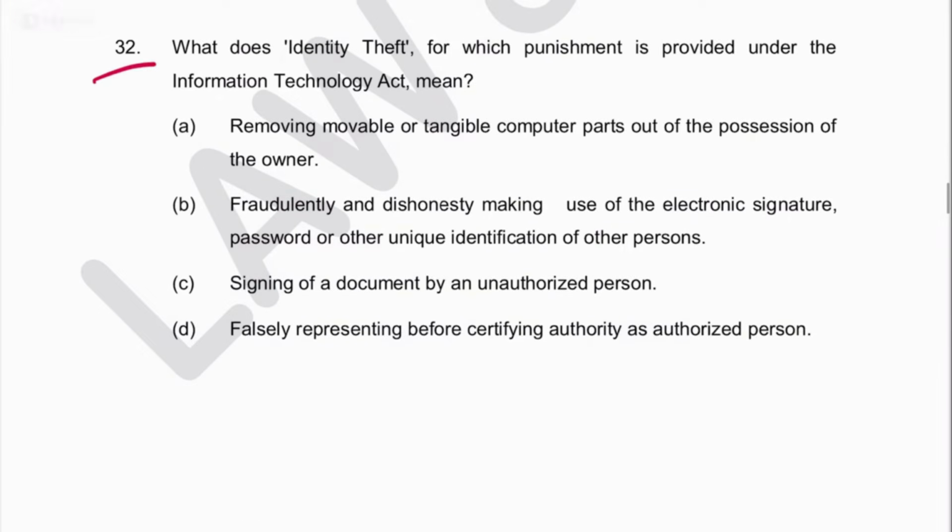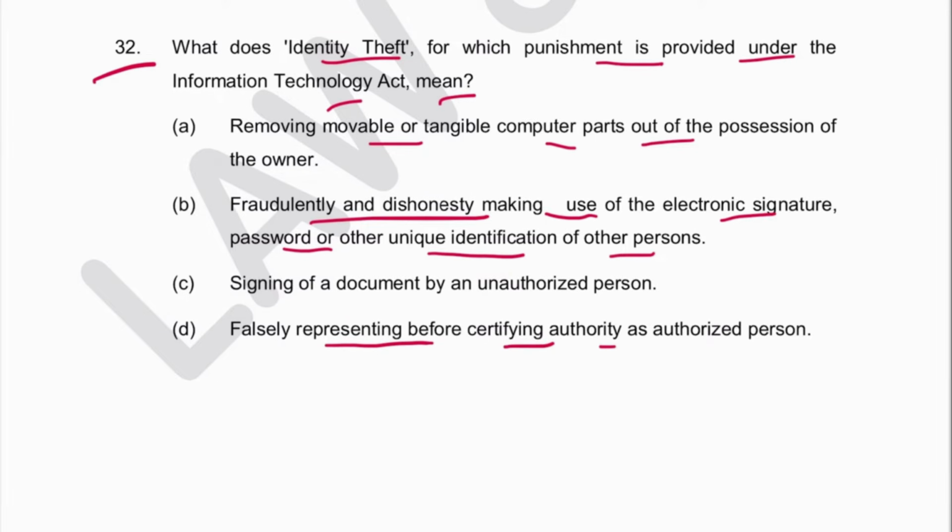Next, 32. What does identity theft, for which punishment is provided under the IT Act, mean? Removing movable and tangible computer parts out of possession, or fraudulently and dishonestly making use of the electronic signature, password or unique identification of other persons. Or signing of a document by an unauthorized person, or falsely presenting before the certifying authority. B is the answer. Punishment is mentioned in Section 66C of the IT Act.